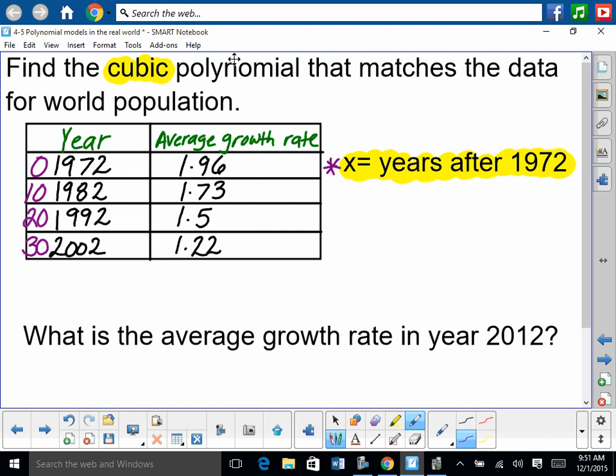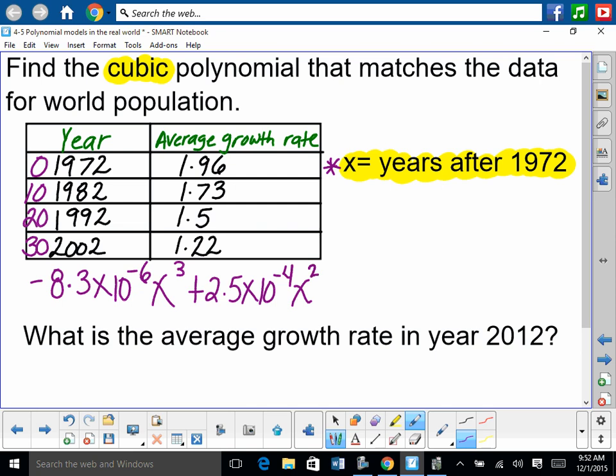Okay, so it's not very pretty of an answer. This is our answer. You're going to see answers like this, guys, and they're not very pretty. So we have negative 8.3 times 10 raised to the negative 6 x cubed. And then we have plus 2.5 times 10 to the negative 4th x squared. And then minus 0.0246666667x.